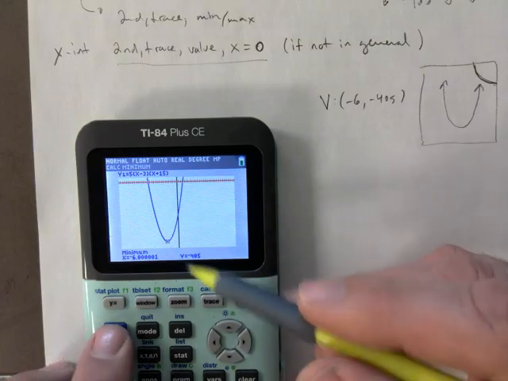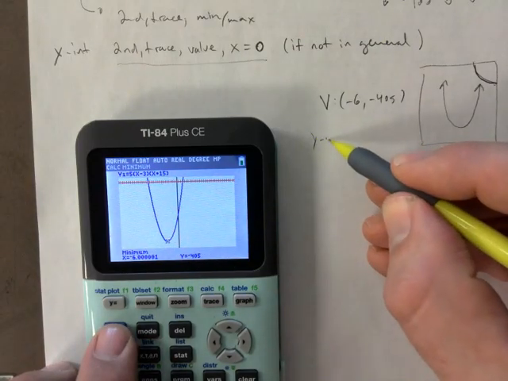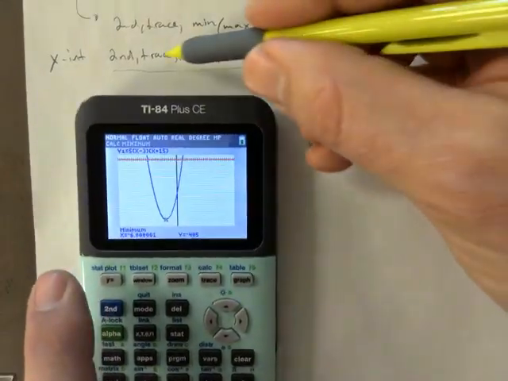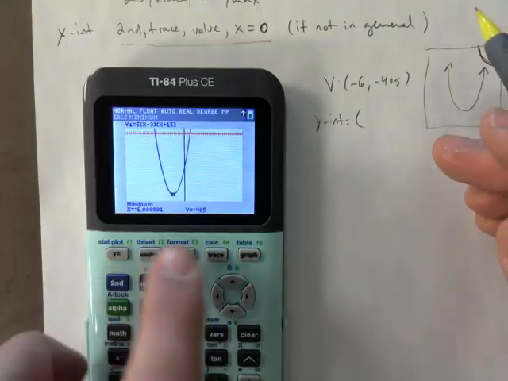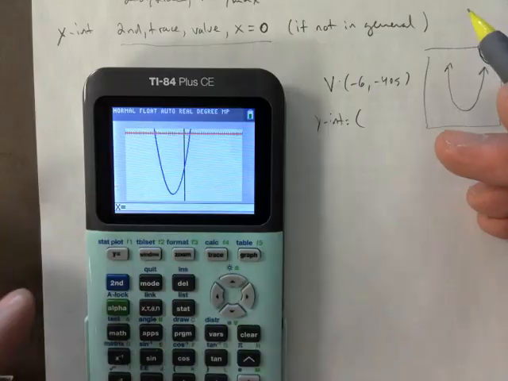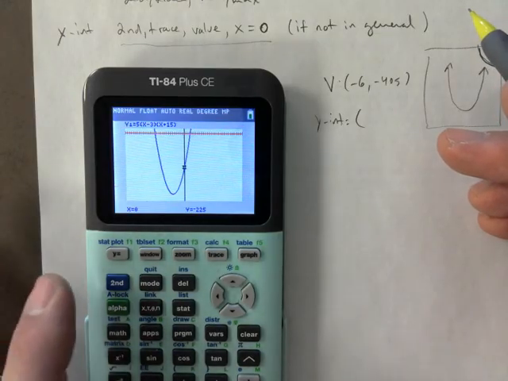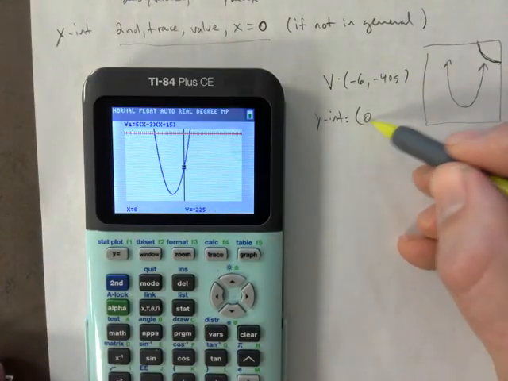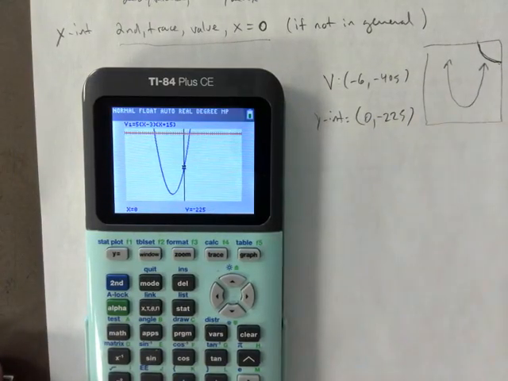I'm going to find the y-intercept real quick. This is how I use this function right here. Second trace, value. I let x equal 0, and it's going to tell me what the y-intercept is, which is 0, negative 225.